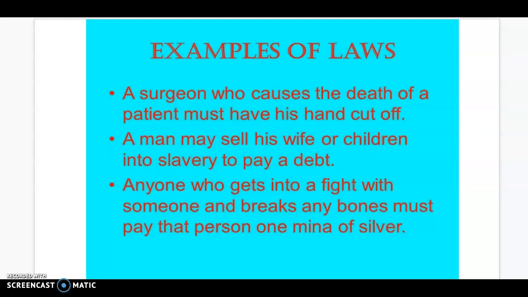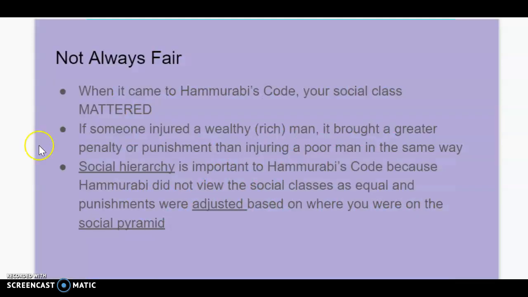Okay? So we'll move on here. These laws were not always fair, as I just showed you. We just talked about a few that were harsh, but not necessarily fair. When it came to Hammurabi's code, please pay attention here. Your social class mattered. It mattered if you were higher or lower on that social pyramid. If someone injured a wealthy or a rich man, it brought a greater penalty or punishment than injuring a poor man or a slave in the same way. It mattered if you were considered important and valuable in society, or if you were not considered important and valuable in the social hierarchy of Sumer.